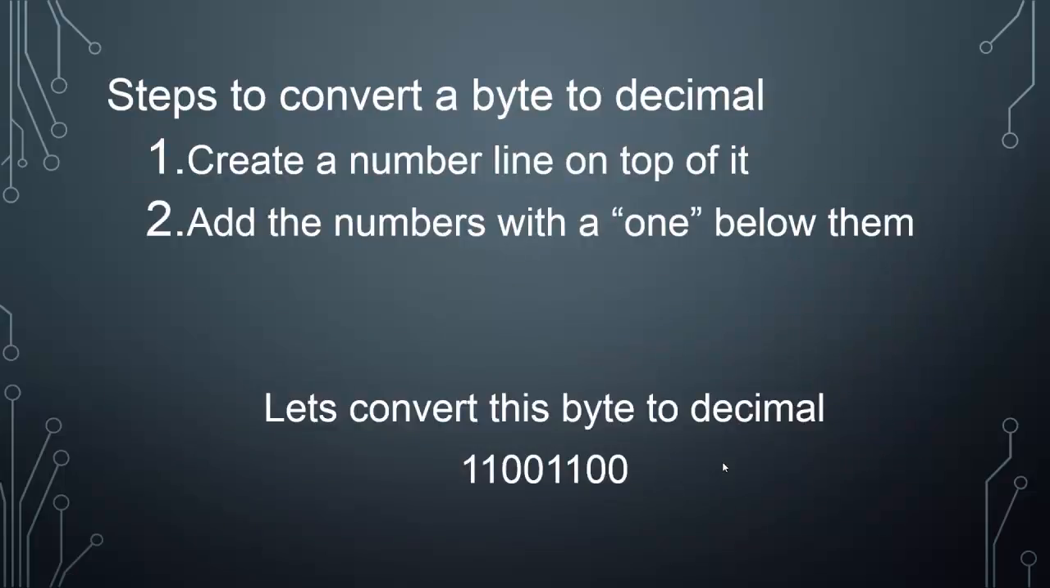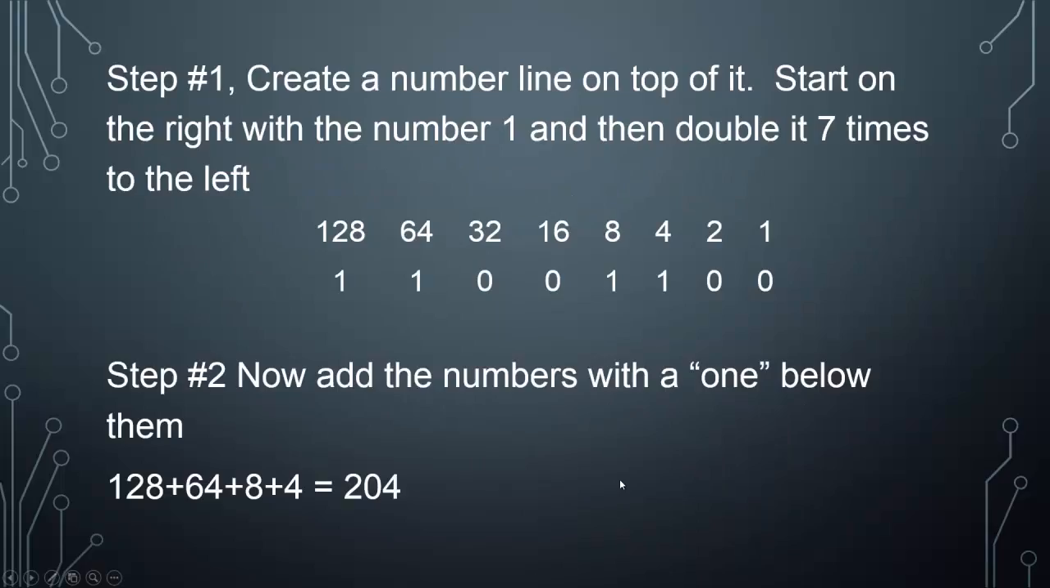So let me walk through another example. Again, the very first thing I want to do is create a number line, and then I want to add the numbers with the 1 below them. So first, let's convert this byte here: 1100 1100. So now I need to convert that. First thing I do is put a number line over the top. I start on the right with a 1, and I double it 7 times. And then I simply need to add these numbers on the top that are above a 1.